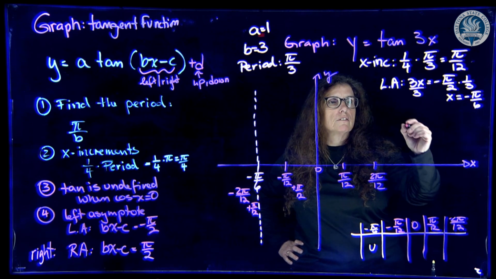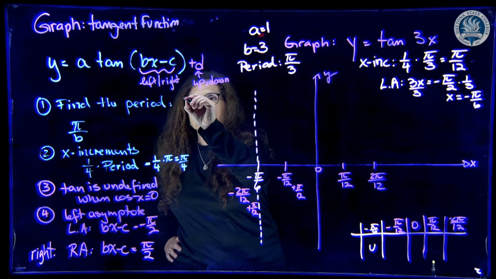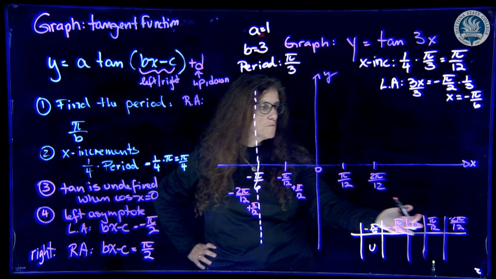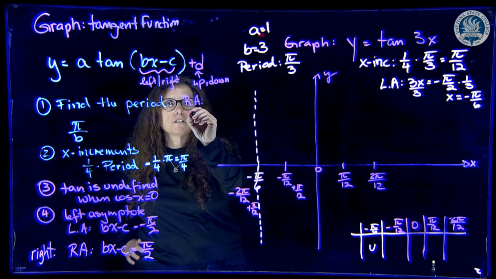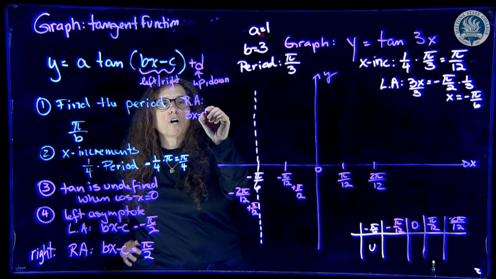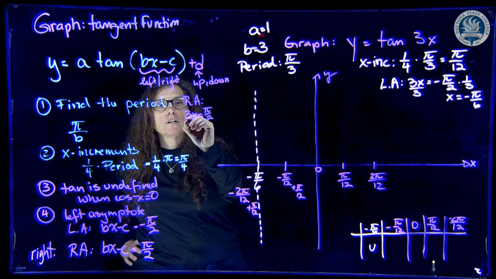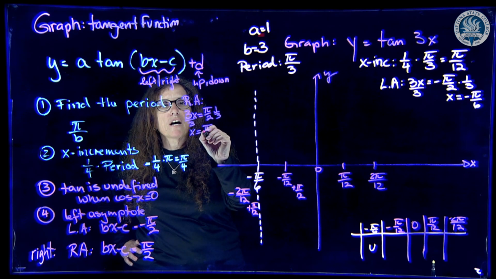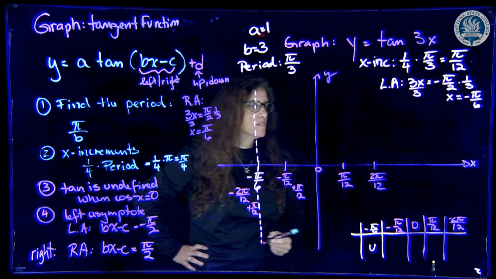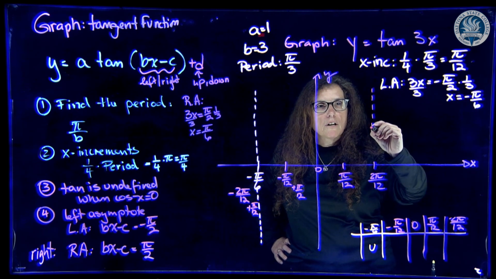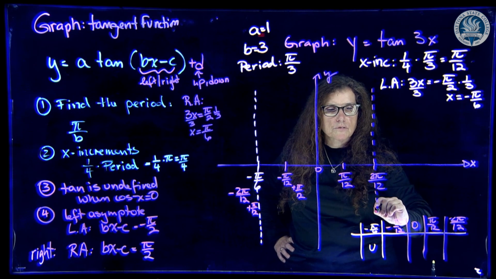So let's take a look at the right asymptote. To find it, not just by adding the increments, we can also find it by setting 3x equals positive pi over 2. We're dividing by 3, and that gives us x equals pi over 6, which is 2 pi over 12, and that would be our right asymptote.